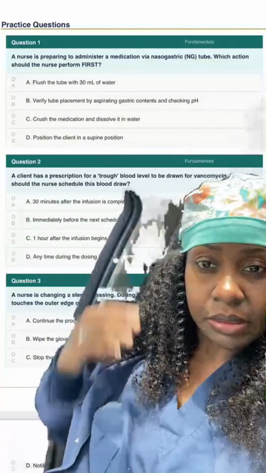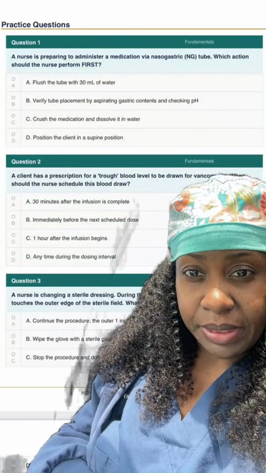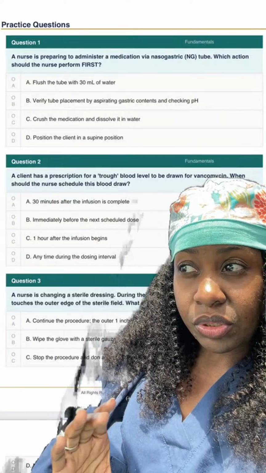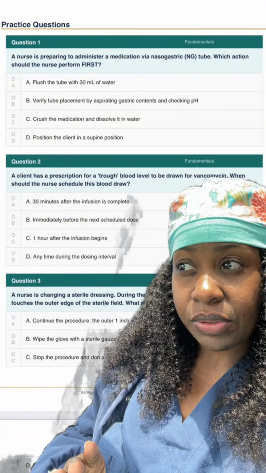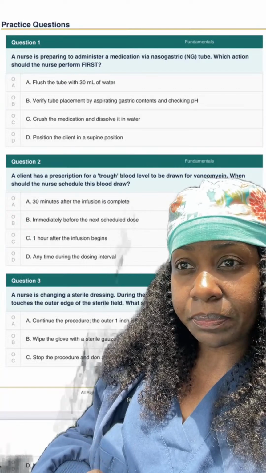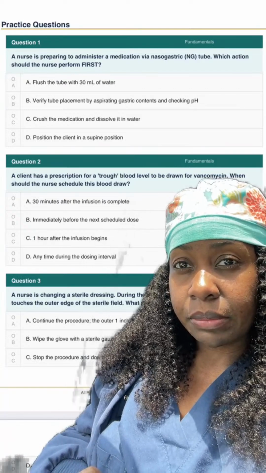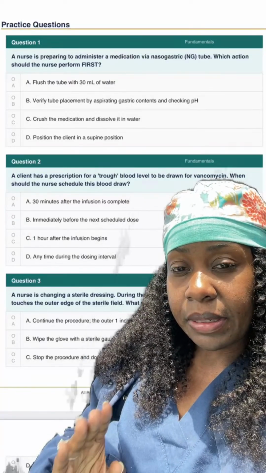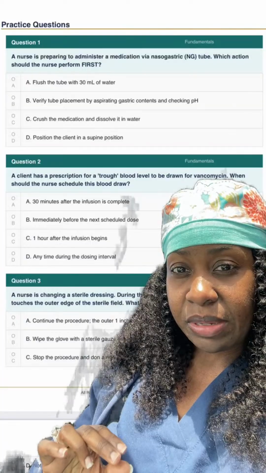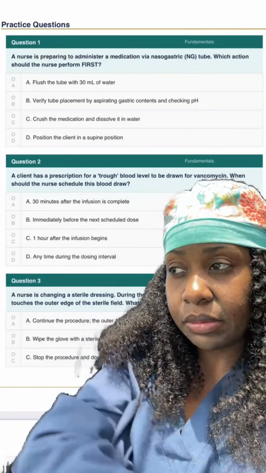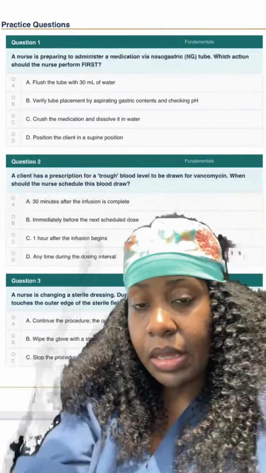Now, in this case, the answer is going to be immediately before the scheduled dose. And nursing students, once you guys become a nurse, you guys will be doing this in the hospital. We did a lot of vanco troughs and stuff like that. But in this case, it's going to be B. We need to know immediately before the next scheduled dose what the trough is. Okay?